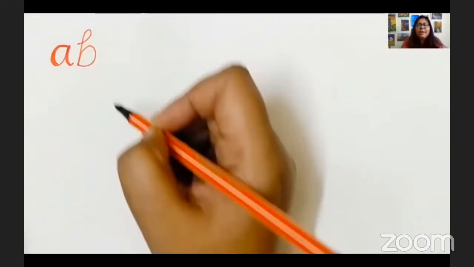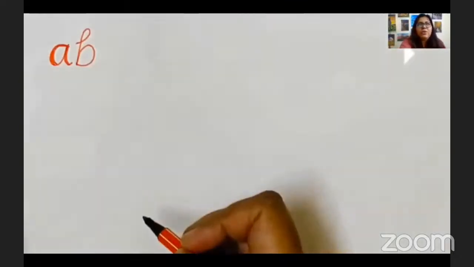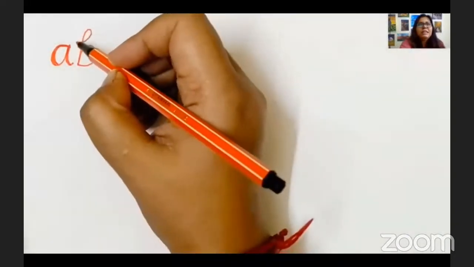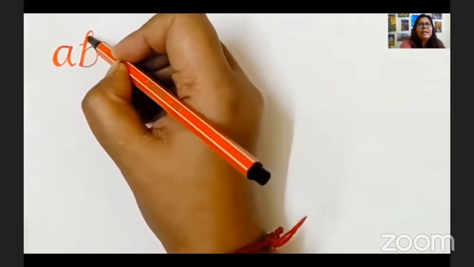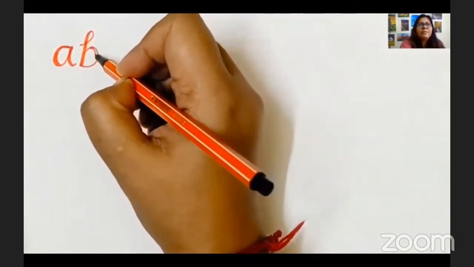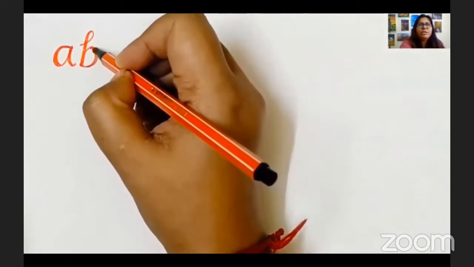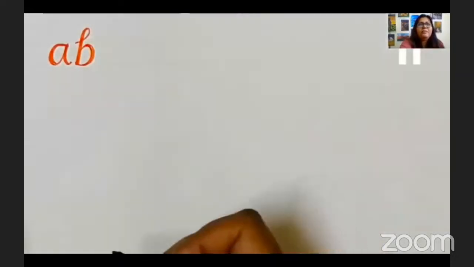Where to darken? Whenever your hand is moving downwards, you have to darken it. Yes, correct. So we will be darkening it like this. It went down here, so we will darken this entire line. And again, it will darken this portion. Yes. So that's our B.